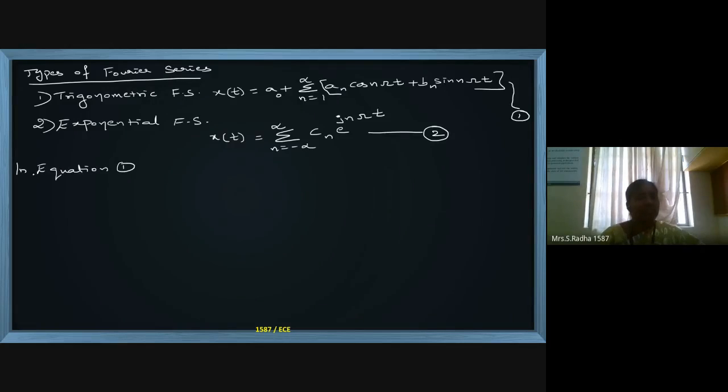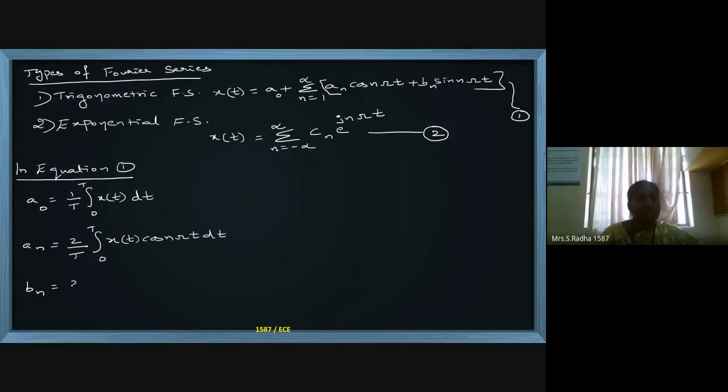In equation 1, we have some constants: a naught, an, and bn. These are calculated as follows. A naught is 1 by T integration 0 to T x of t dt. An is 2 by T integration 0 to T x of t cos n omega t dt. And bn is 2 by T integration 0 to T x of t sin n omega t dt. These are for the trigonometric Fourier series.